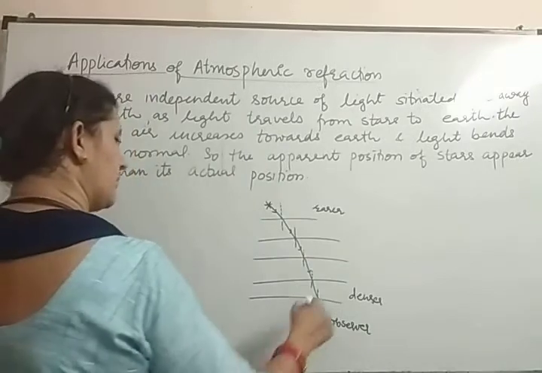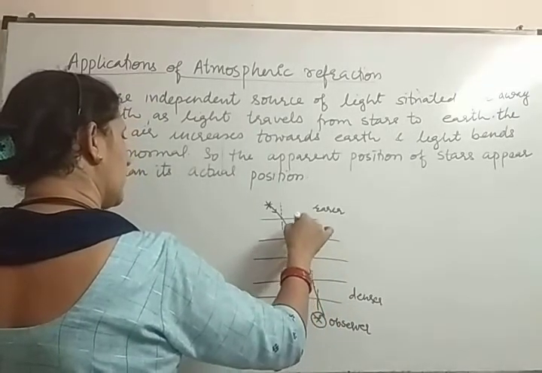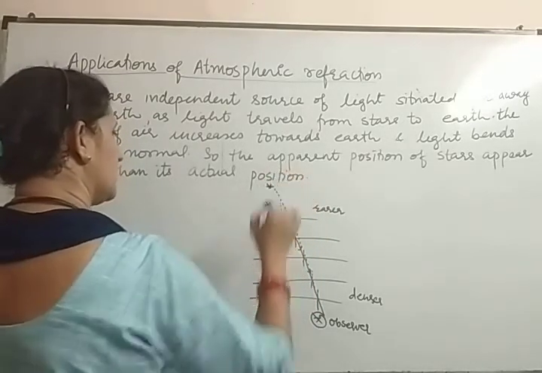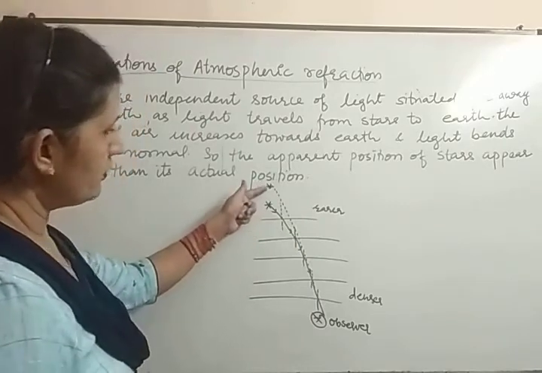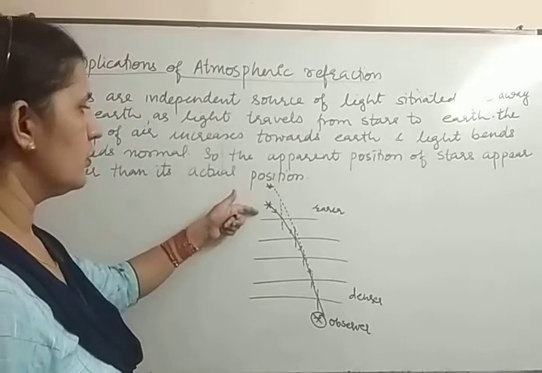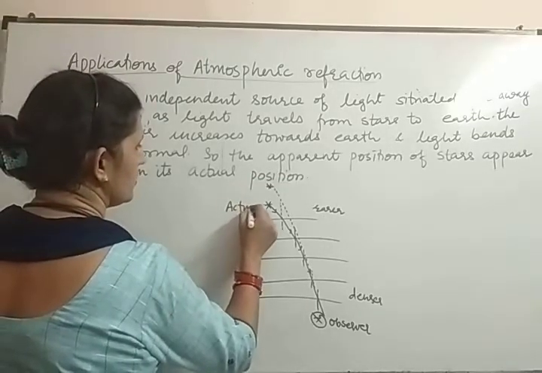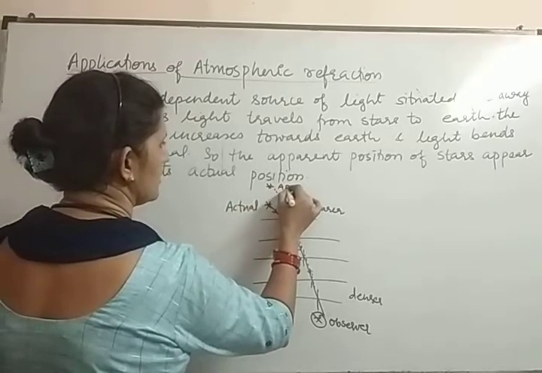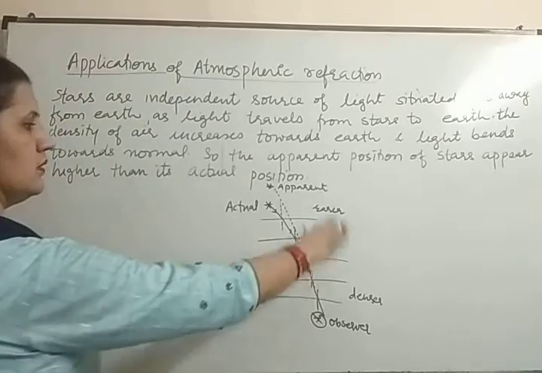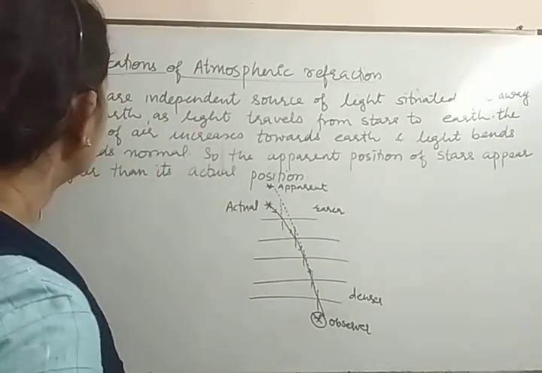And when you back produce this and see the actual refraction, it appears that the light is coming from here, not from this position. This is the cause why the star appears higher. This is the actual position of the star and this is the apparent position of the star. This diagram you have to explain with what I have written here.